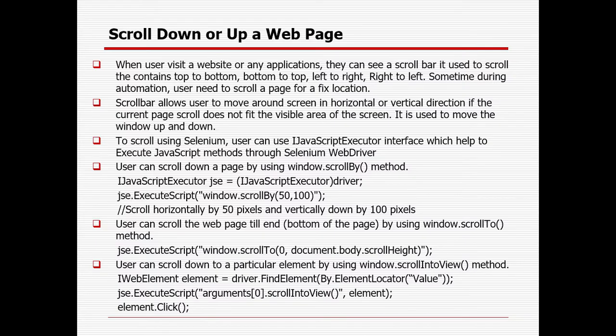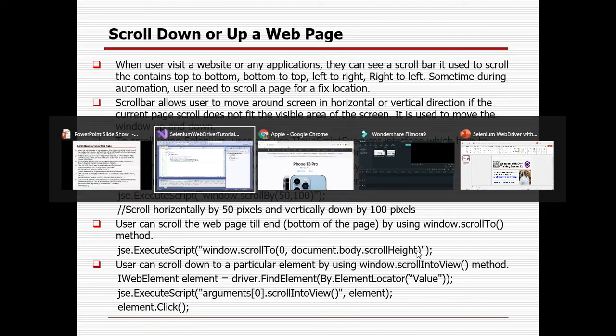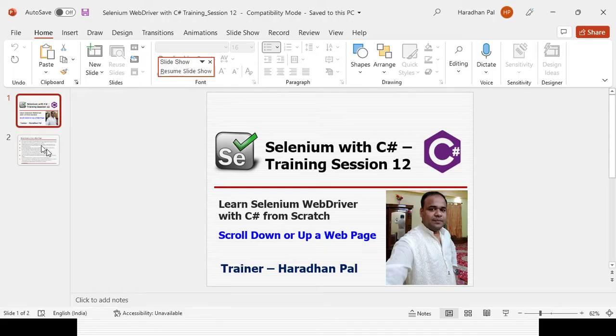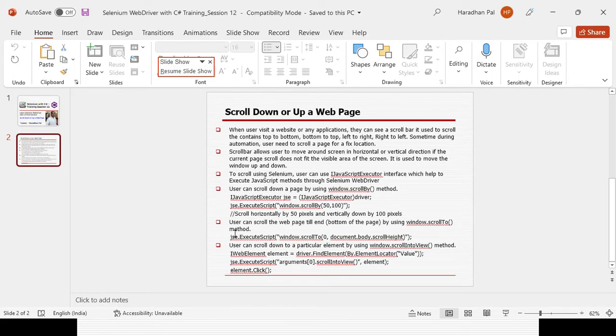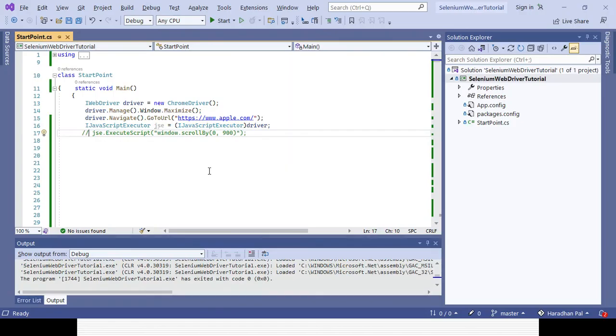Next, instead of the vertical or horizontal movement, in case you want to go to the bottom of the page, meaning the end of the page, you can call the method window.scrollTo with document.body.scrollHeight. That's a simple thing, you can call it directly. I'll be copying that method I have written and pasting it here.